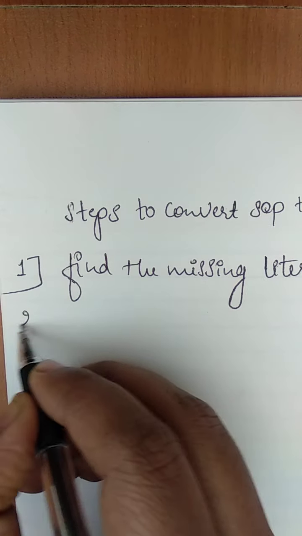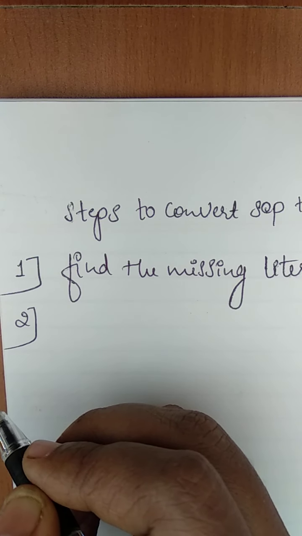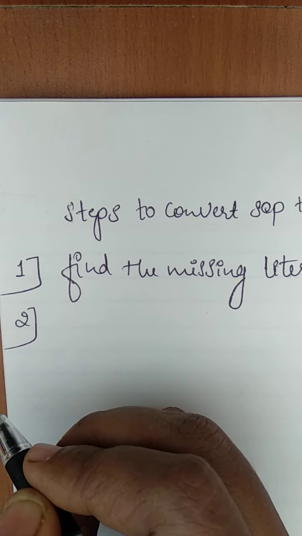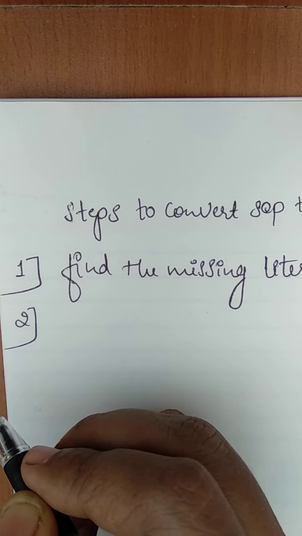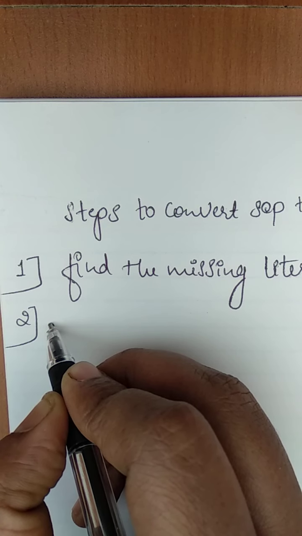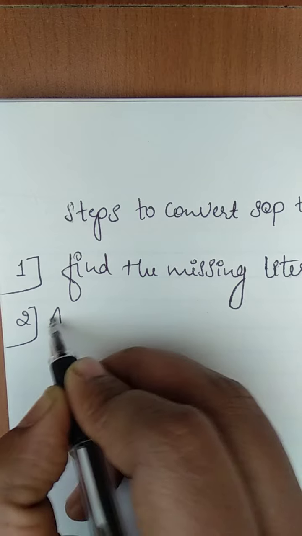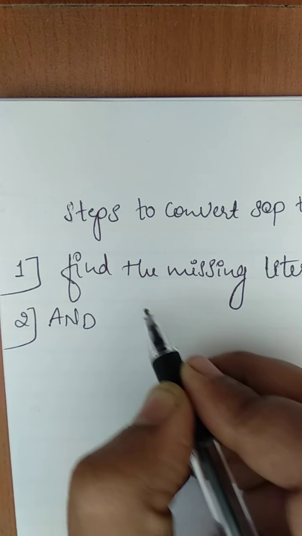Next step, what is it? In the next step, we have to see the product terms which have missing literals, and form terms by the OR operation of the literal and its complement. So we have to see the product terms and check whether literals are missing, and add the literal and its complement.